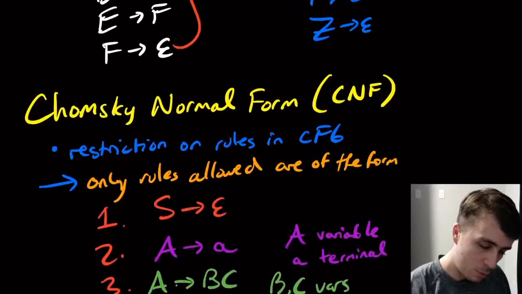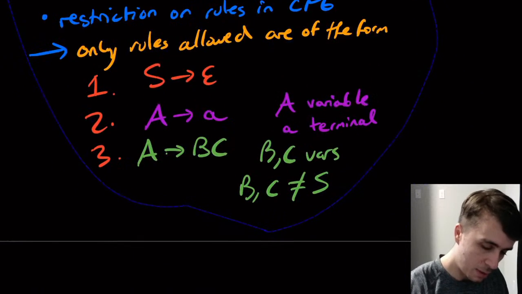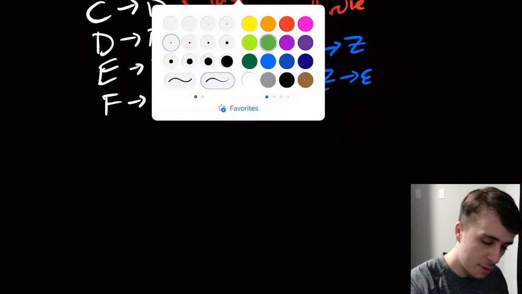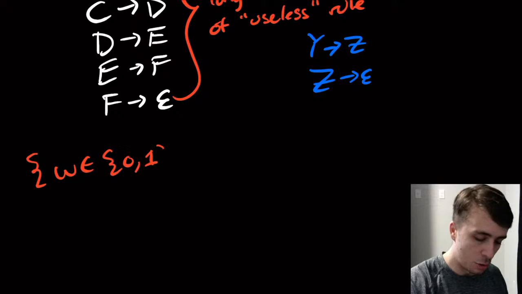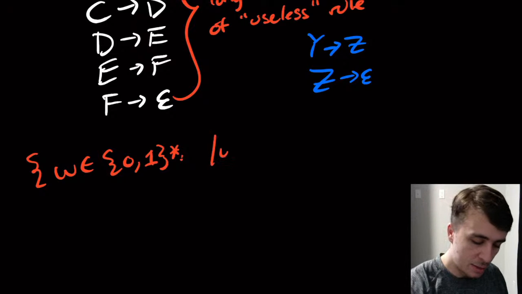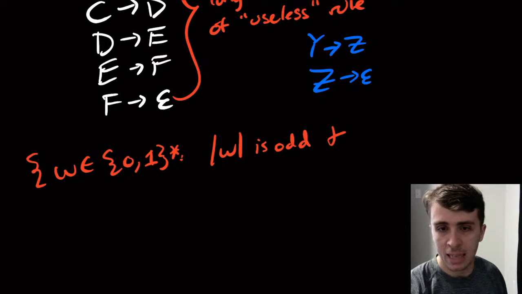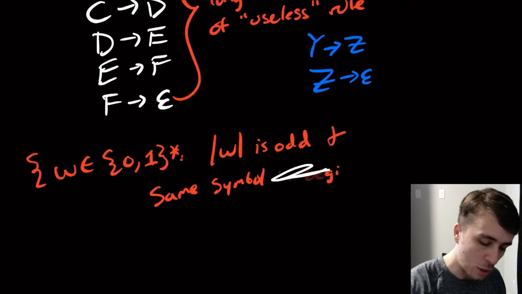Okay, so I'm going to answer Gene's question briefly. Move this to a new page. If we have the example language that Gene gave, which is all the strings in {0,1}*, the length of w is odd, although that won't actually matter in this case, and it has the same symbol in the beginning. I'm actually going to write it a different way.